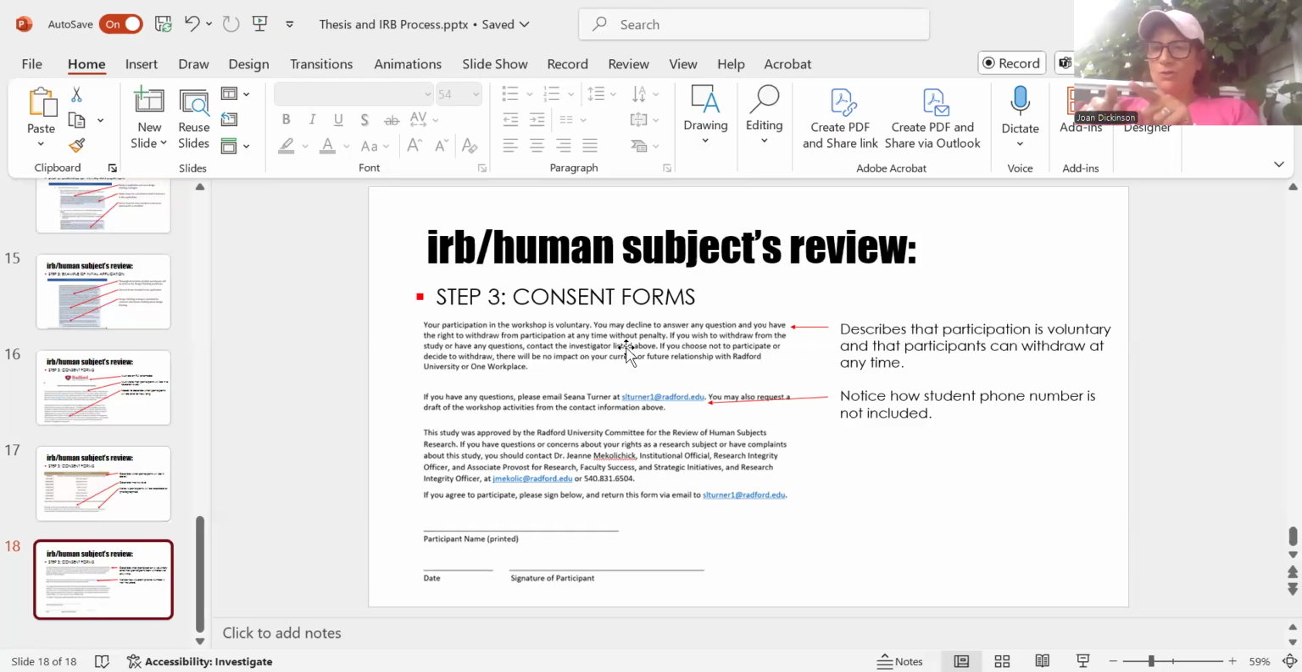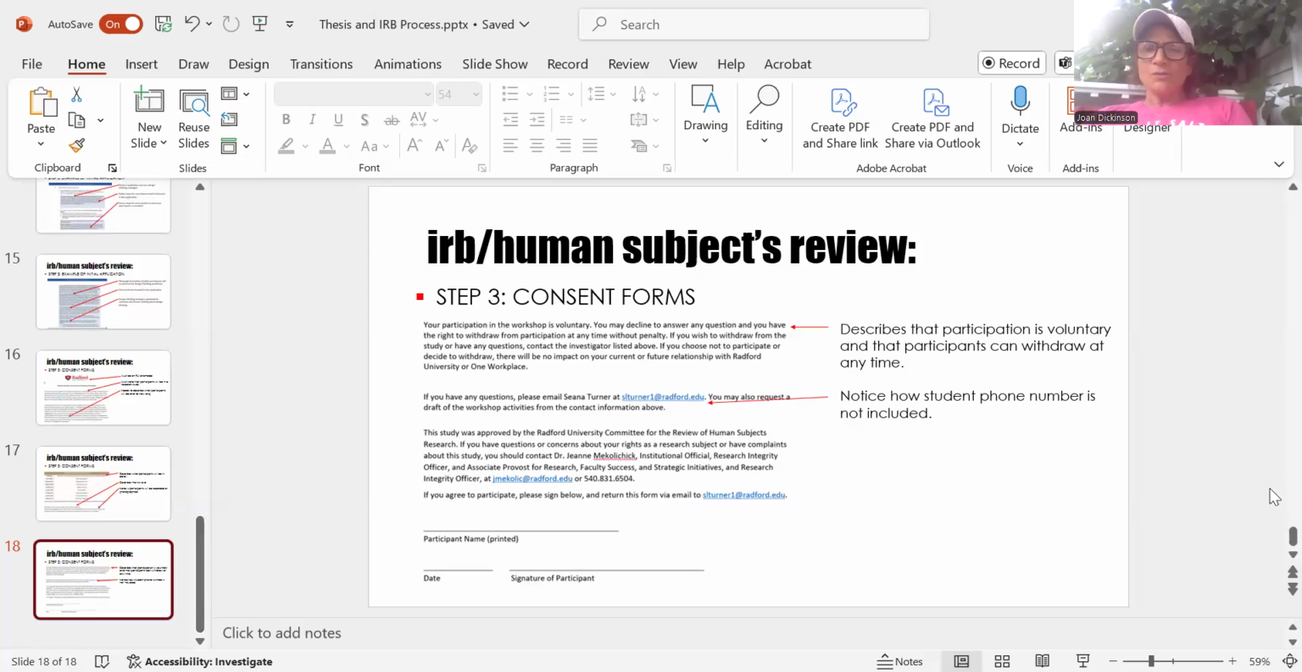Remember, you are the student researcher. Your chair is the principal investigator. The one thing to notice is that you cannot include your phone number. Student researchers are not allowed to include phone numbers. I believe principal investigators are, which is the chair, but not student investigators.